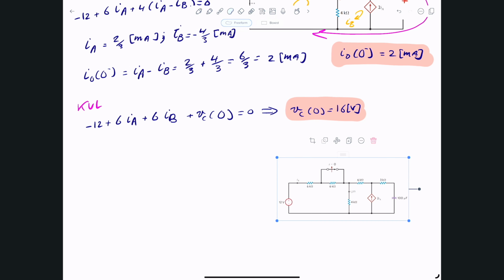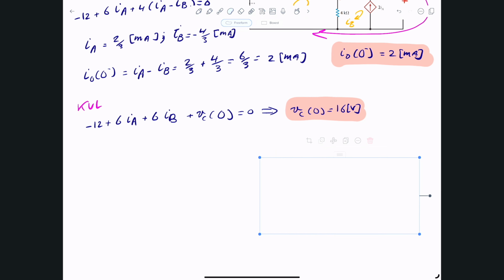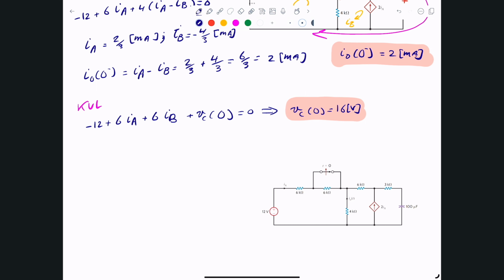What we will do is I'll just take a look at this circuit right at, I will tell you this is exactly when we open the switch, so 0 plus. By opening the switch, what we have is the following. This particular branch here will be basically gone. I introduced a 6 kilo ohm at this point. Okay, so let me just do that.